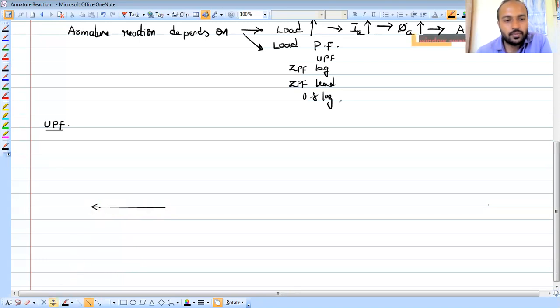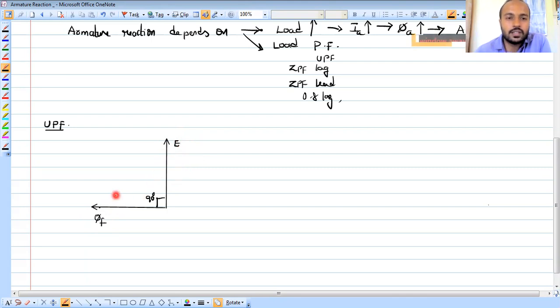phi f leads the induced EMF in the armature by 90 degrees, right? These things I just now defined here. In any machine, in case of transformer or induction machine or synchronous machine, this will remain the same. This phi f is the main field flux, and E is the induced EMF in the armature conductors.